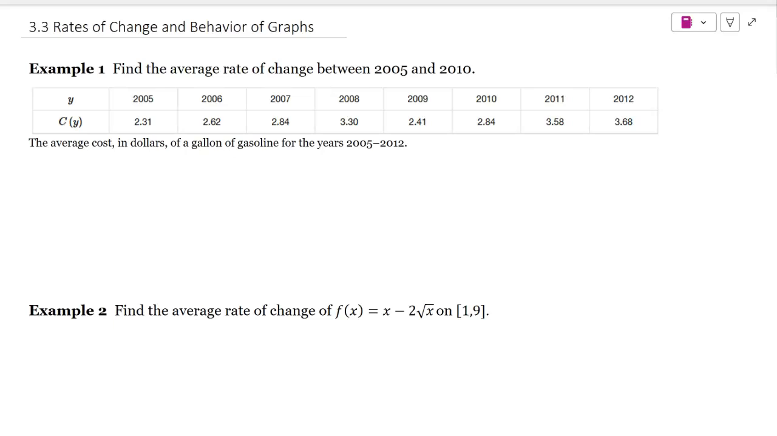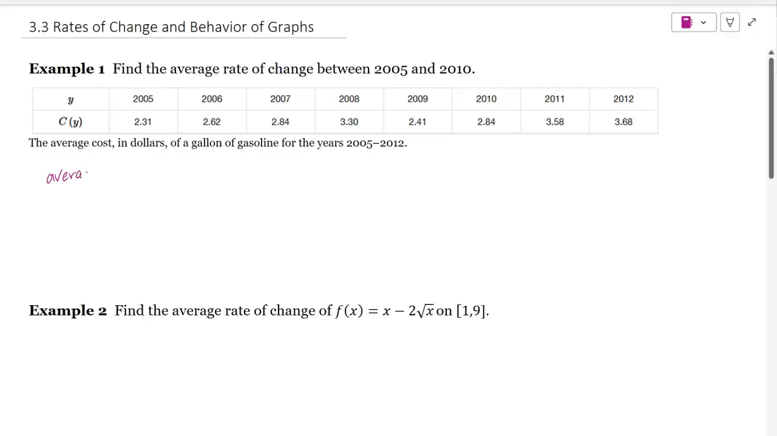Find the average rate of change between 2005 and 2010. The table that we see below is showing us the average cost of gas between the years 2005 and 2012, and all of the values are given in dollars. When I want to find the average rate of change, it's the slope between 2 points.